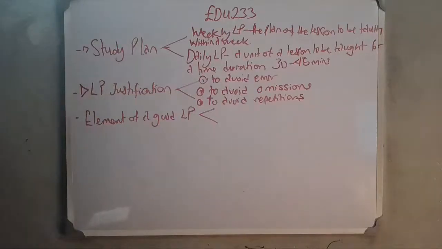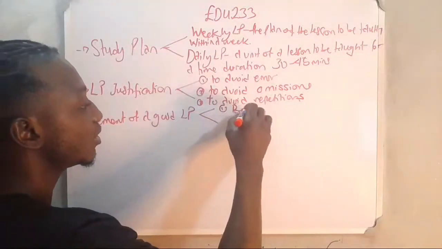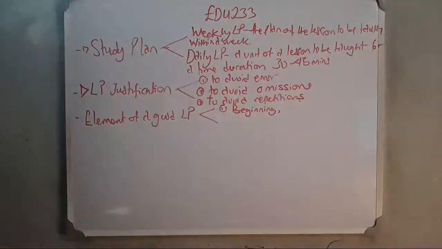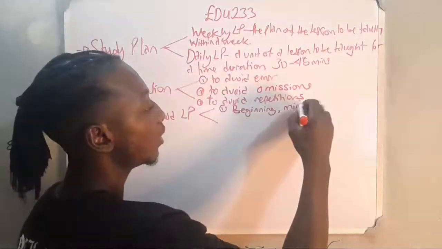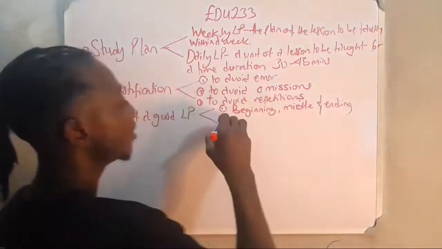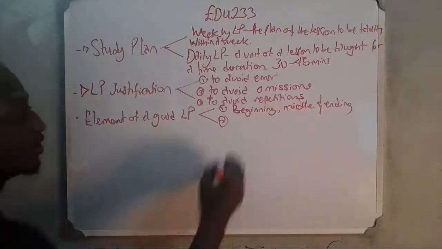Every lesson must have a beginning, middle, and ending. Every lesson plan. Now, lesson notes are detailed of work to be done in one lesson. They are also meant to guide the teacher's method of delivery.